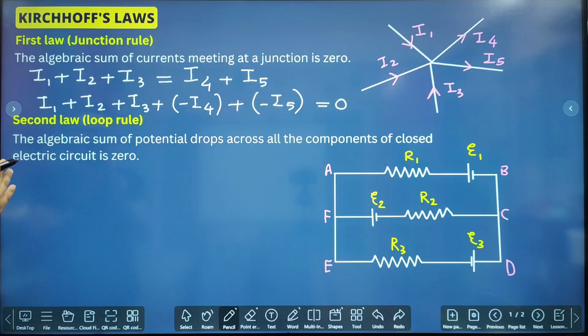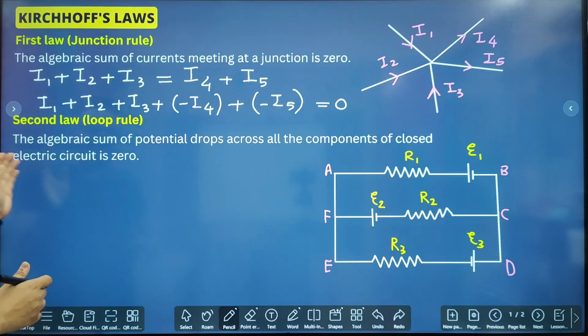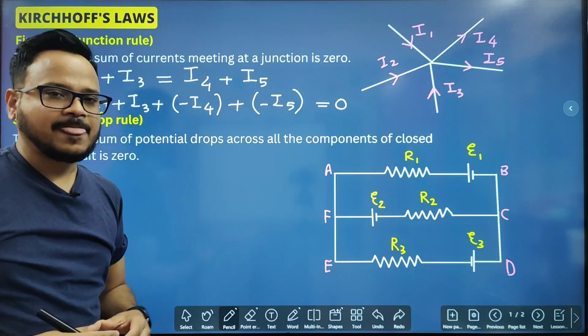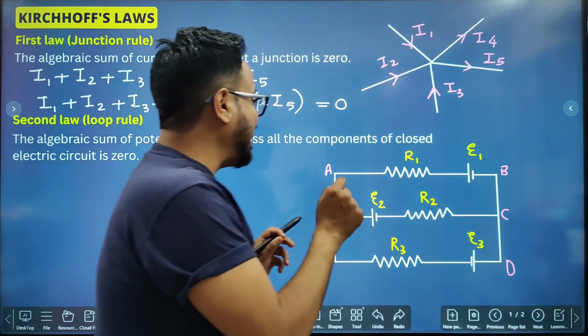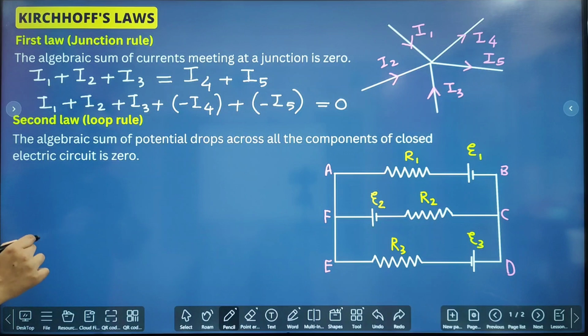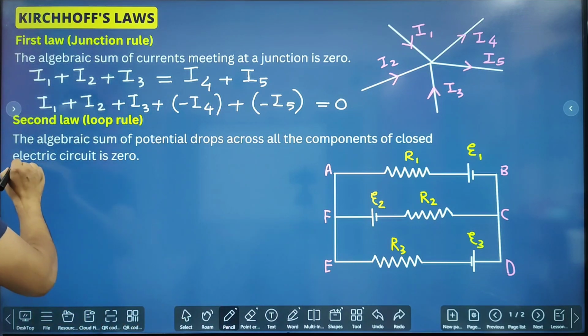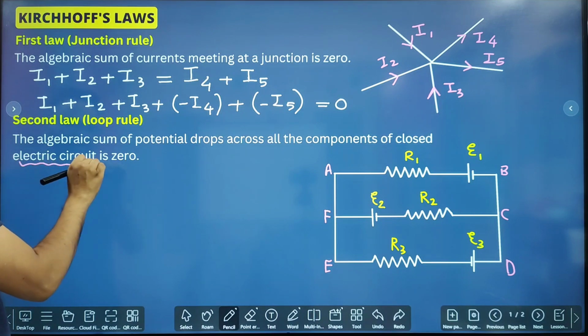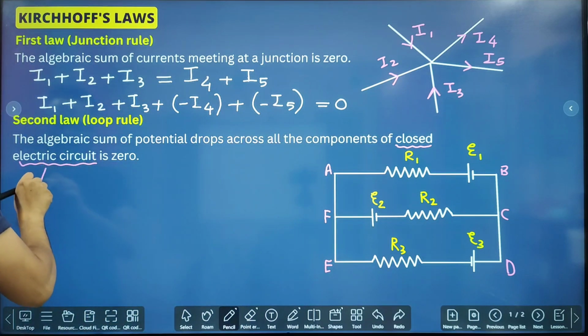Okay. Now let's come to the second law. Second law is called the loop rule, which says that the algebraic sum of potential drops across all the components of a closed electrical circuit is 0. What is it saying? It is saying that if there is a closed electrical circuit, it is also called a loop. That's why this law is called the loop rule.